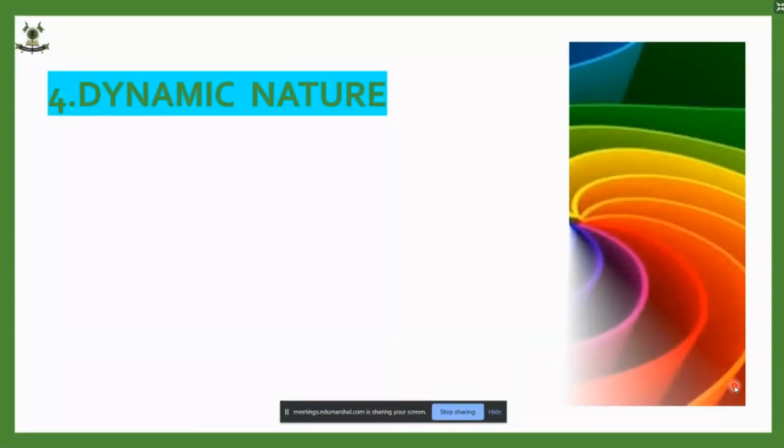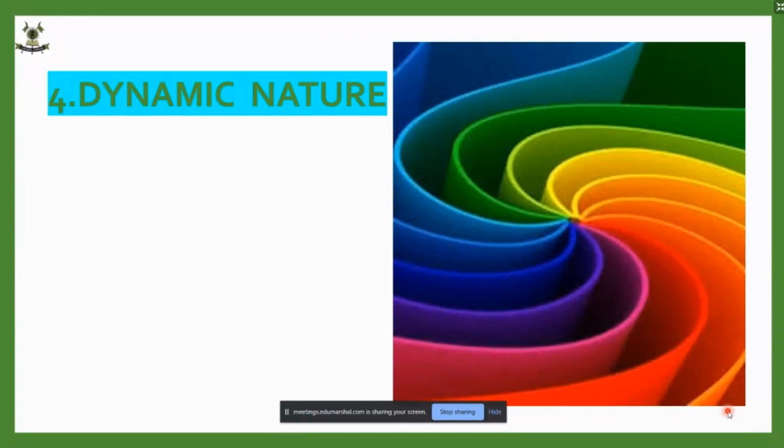Then comes, it is dynamic. So the first three features we talked about: totality, that it is aggregative in nature; specific and general forces, which are going to impact the business directly or indirectly; and interrelatedness, that the elements of business environment are closely related and interdependent. Then we said that business environment is dynamic.